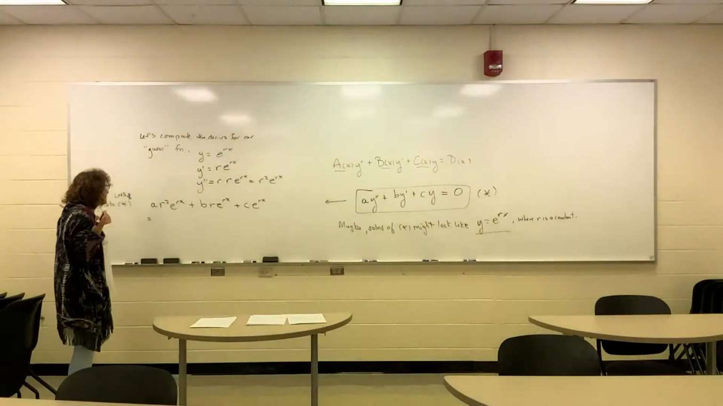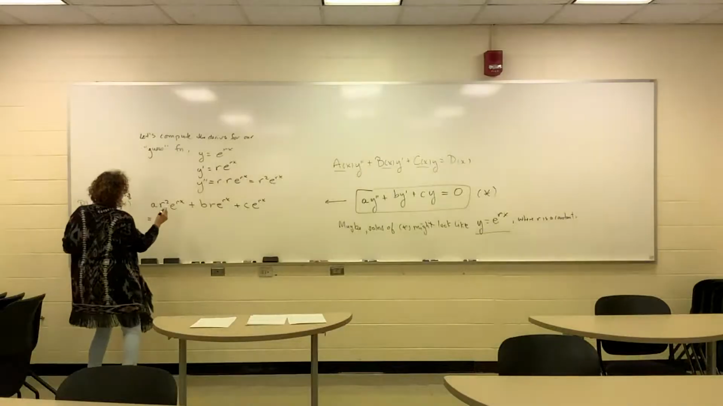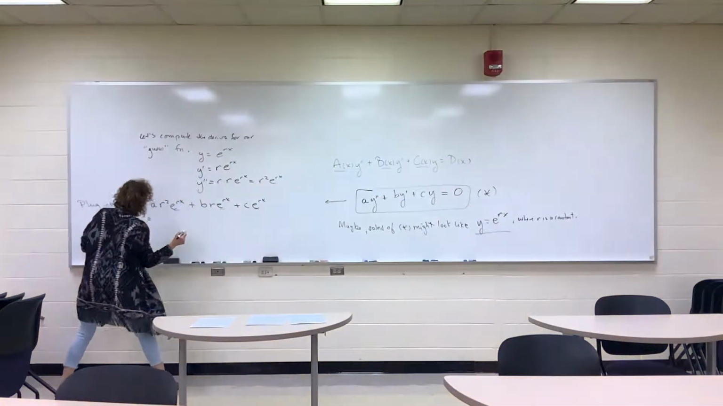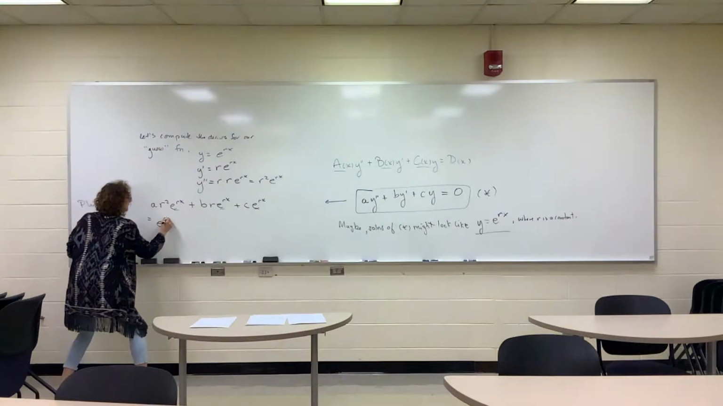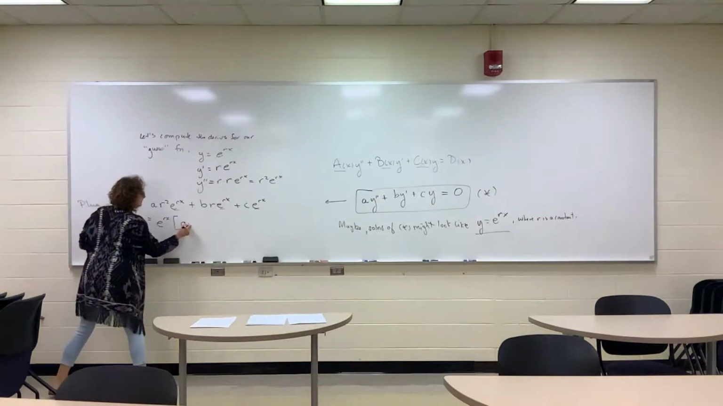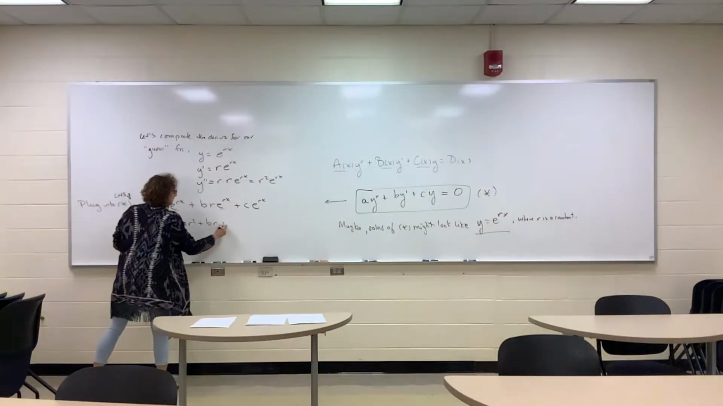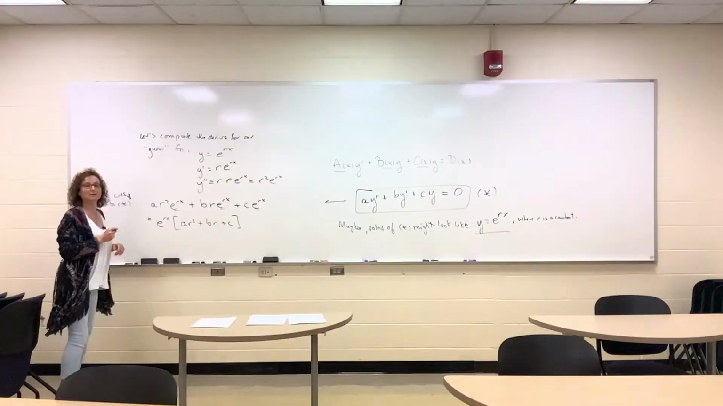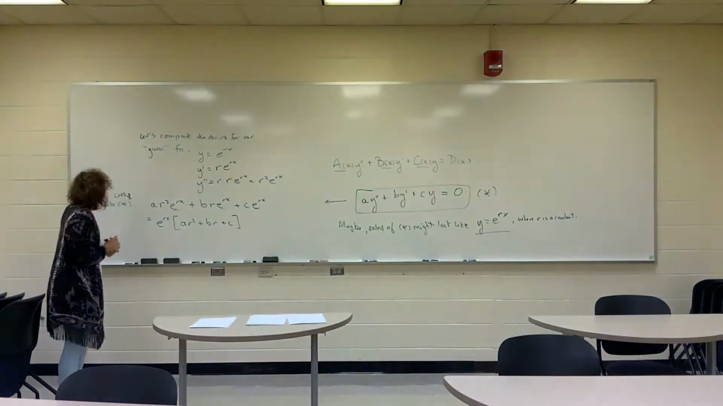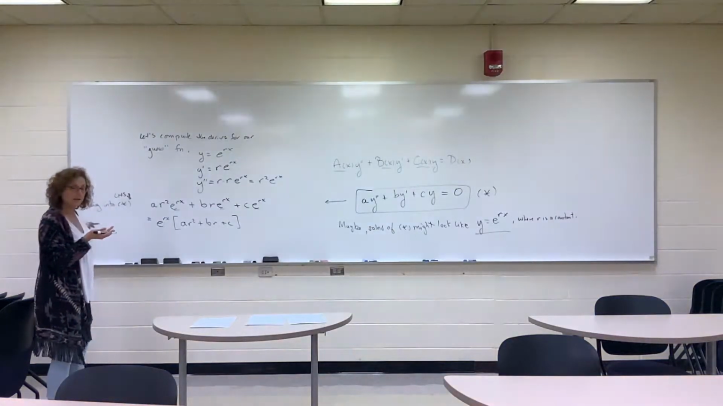All right, so you look at that, and what is it screaming out at you to do? Yeah, good. We've got e to the rx in every term, so let's factor it out. e to the rx, and then what's left here? Good, A r squared plus B r plus C. Yes? That's about as much as we can do manipulating the left-hand side.